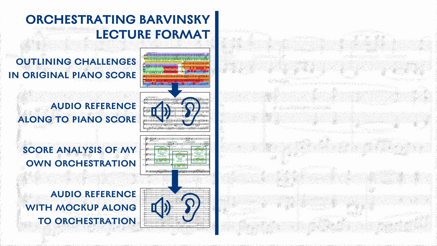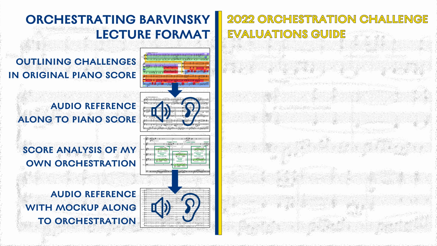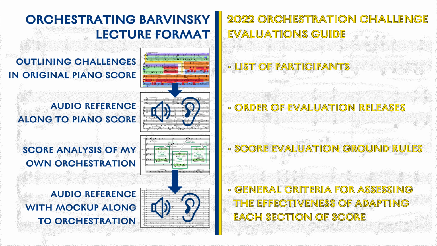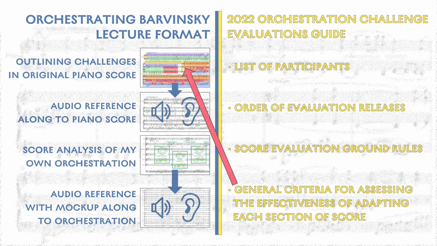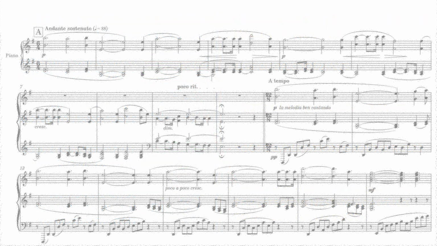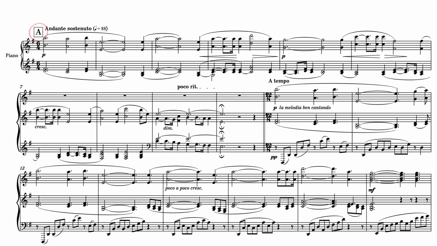This time around, I'll be using the pages I'm preparing for the upcoming evaluations guide, in which I list this year's participants, the order in which their scores will be released, the ground rules I'm setting for myself in evaluating each score, and the general criteria I'll be using in assessing the effectiveness of each score's approach. It's from this last group of images that I'll be borrowing pages, and I hope that will help to illustrate my points with a lot more directness, in a way that will be more memorable to my viewers and fellow orchestrators. So let's start with the first section, as I've indicated as Rehearsal A.